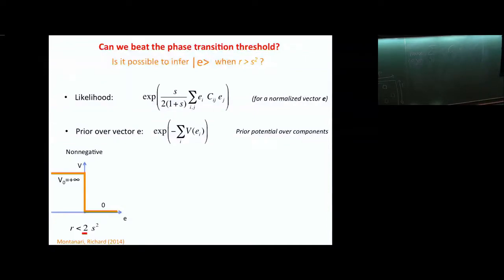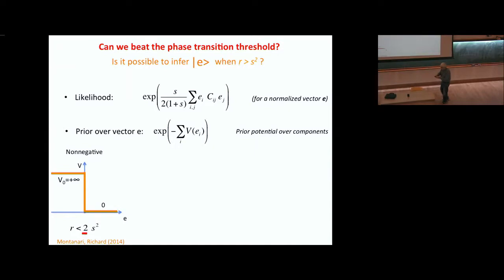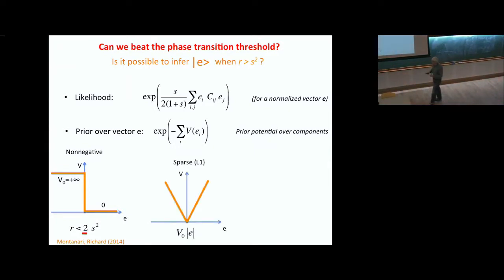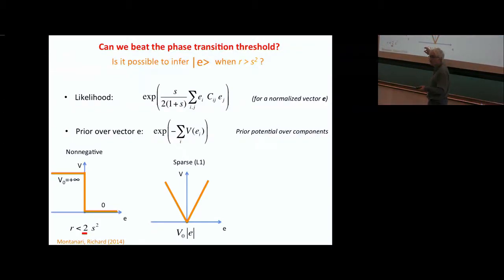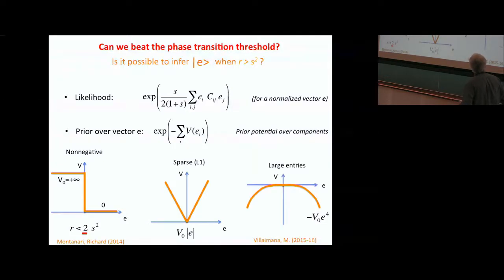So another prior, which is maybe more interesting, I agree with you, because this one is very peculiar, is a prior where, for instance, you know that many components of E are equal to zero. So now you have a potential which looks like this one, which penalizes all components which are different from zero. And the higher the components, the more penalized it is. So if a component is equal to zero, you don't pay anything, otherwise the potential grows. You may think of other priors and so on.